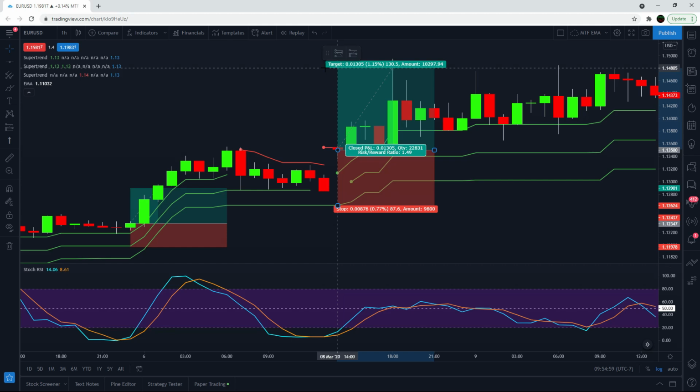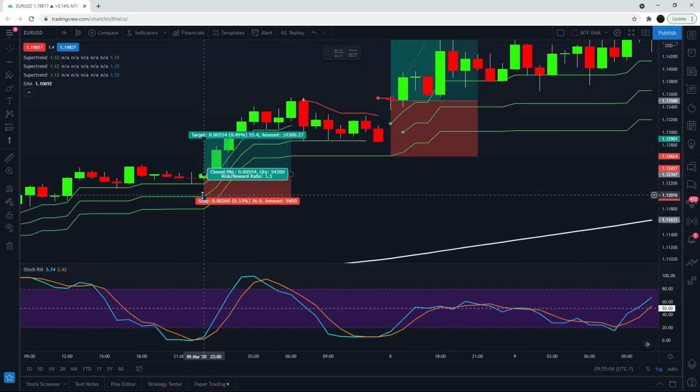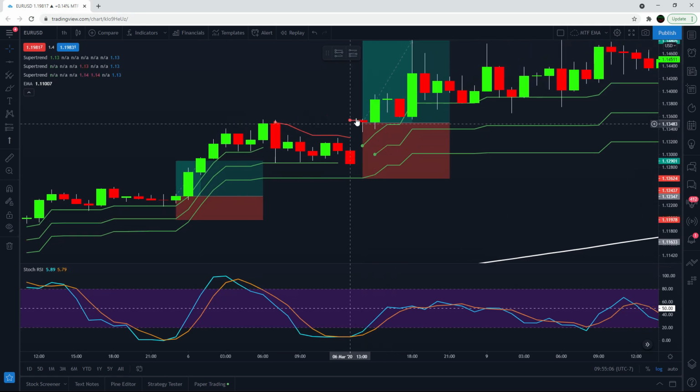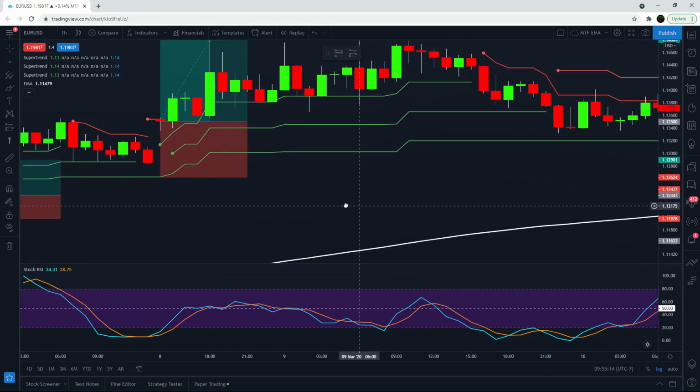Okay, so those are the different scenarios. Sometimes you're going to have the stop loss placed at the middle super trend line. Sometimes you're going to have it placed at the outer super trend line, but you're never going to have it placed at the closest super trend line.